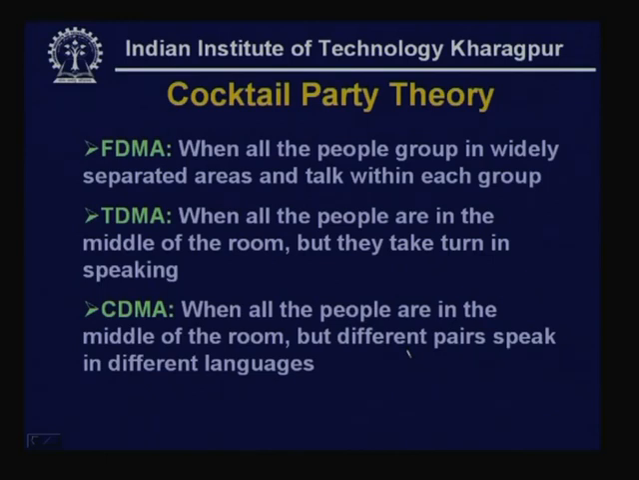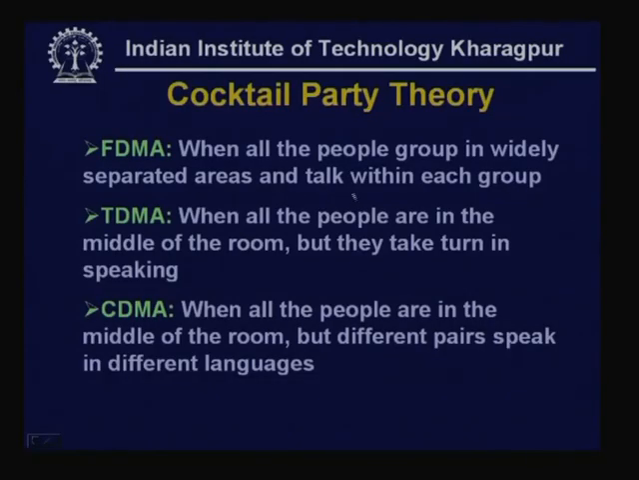The three basic approaches can be best explained with the help of a very simple cocktail party theory. Suppose a cocktail party is going on, say the banquet dinner of a conference, in a big area, and there are three possible alternatives. In one case, all the people group in widely separated areas and talk within each group. Normally we have seen different people having different kinds of interest, forming groups in different areas of the place where the cocktail party is going on.